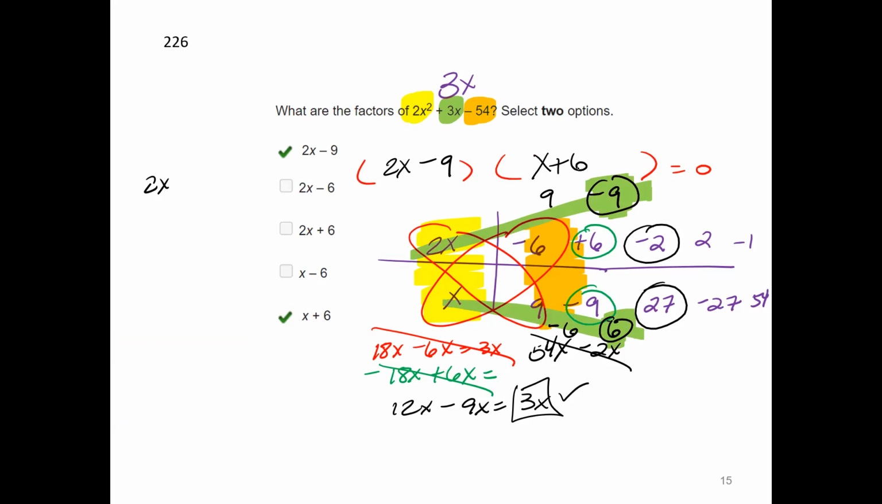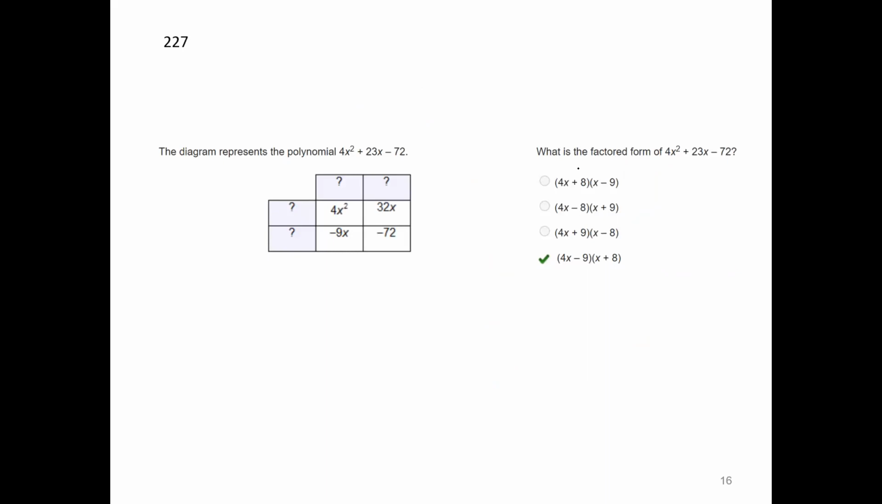You have different options. You've got to try, guess and check, but just remember, first number, what times what gives me the first number, what times what gives me the last number, and when I cross multiply, they have to equal the middle number. Let's try the next one. I want you guys to go ahead and highlight the important information here.